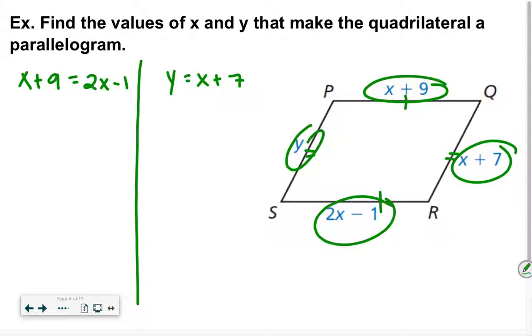Now, I would argue that one of those equations you probably need to solve first before you do anything else. And Jacob, which equation do you think I have to solve first? The left side, because the right side has an x and a y in it, and so that's not going to get me too far. So let's go ahead and solve for the left side first and get our value for x. So I minus the x over to the right side. So you get 9 equals x minus 1. Add 1 over to the left, and I get x equals 10.